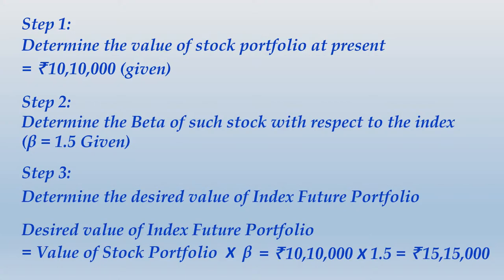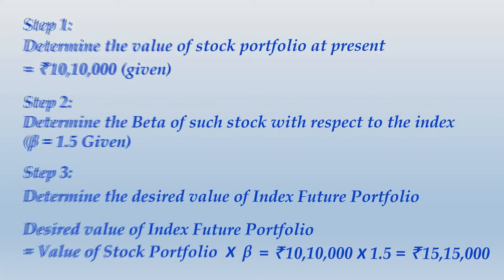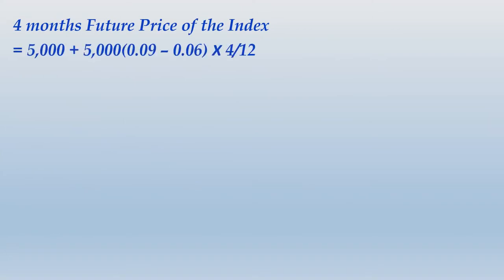Alright friends, once you have understood this part, let us move ahead. And now what we do is, we take up the 4 month future price, and this calculation would be 5000 plus the interest element. Interest element will be 5000 into 3%. I explained you why to take 3% into the remaining maturity, that is 4 months by 12 months, so 4 by 12. So 5000 is the spot price, 50 is the interest element. So the futures price will be 5050.